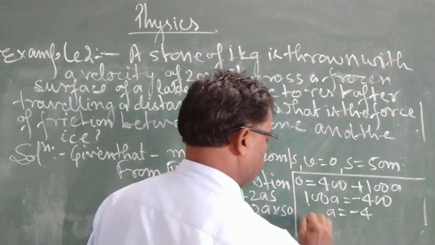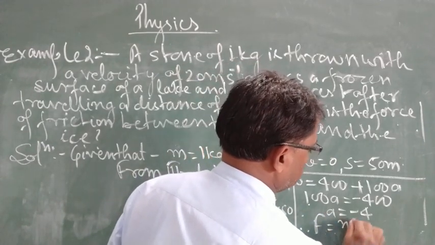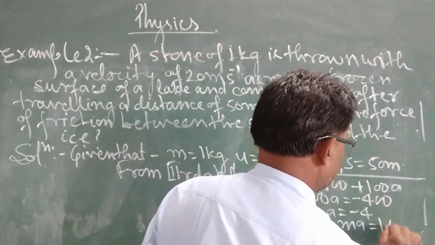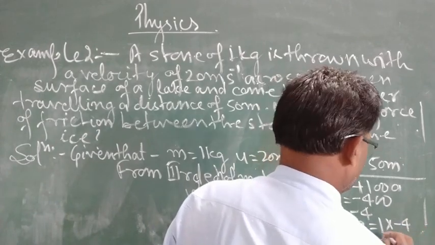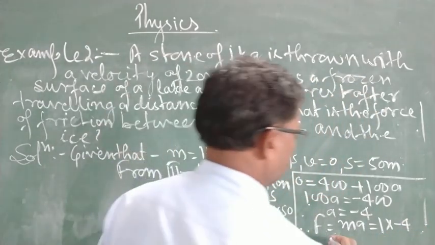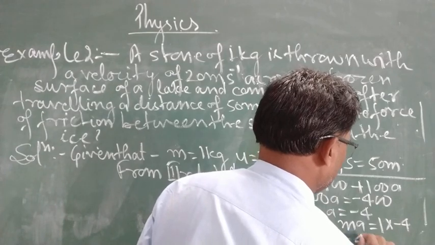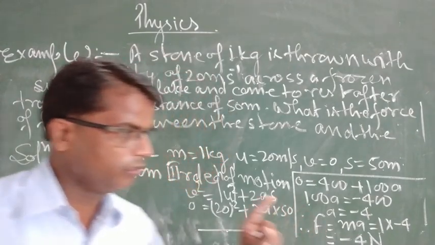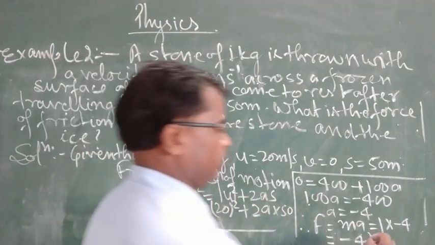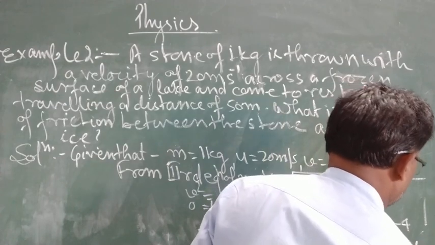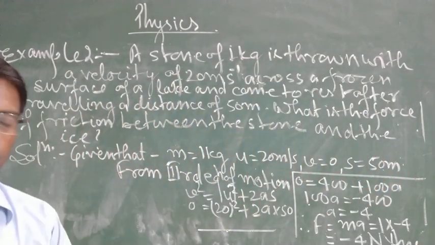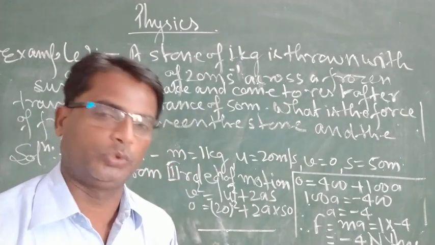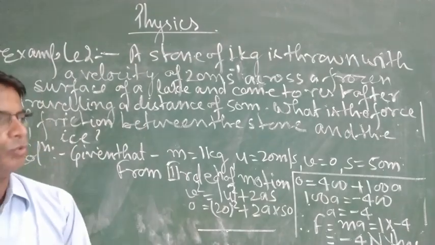Therefore F is equal to m into a. M is given as 1 kilogram, 1 into minus 4, this is equal to minus 4 Newton. This means the friction force acting on that stone is minus 4 Newton. This is your answer. In this way we solve the numerical problems based on Newton's second law of motion.